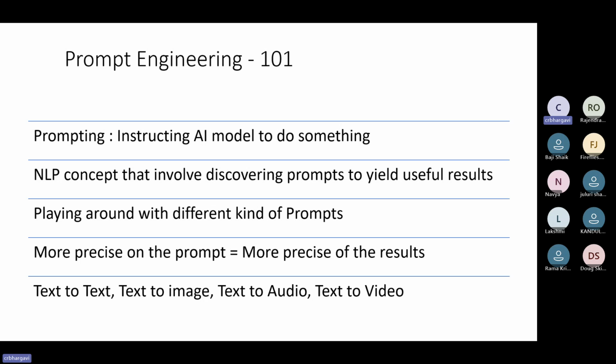When your prompt is more precise, your results will be better. How good your result is, is directly proportional to it. And that can apply to text to text, text to image, text to audio, text to video, and anything else.